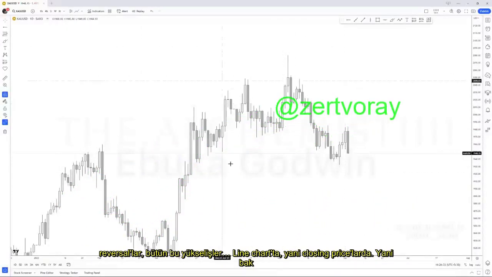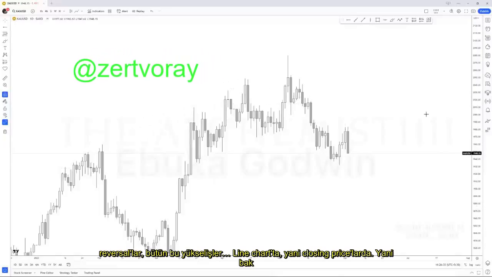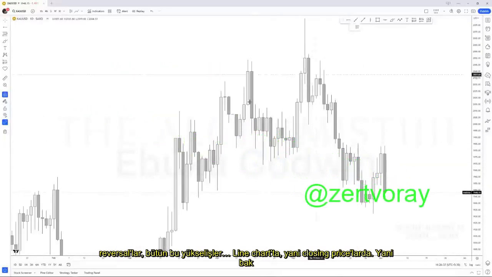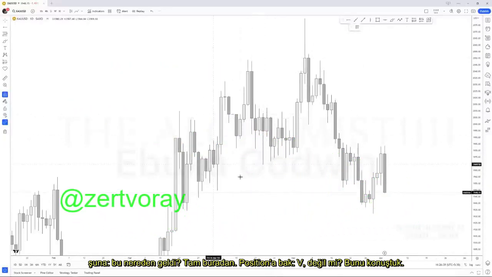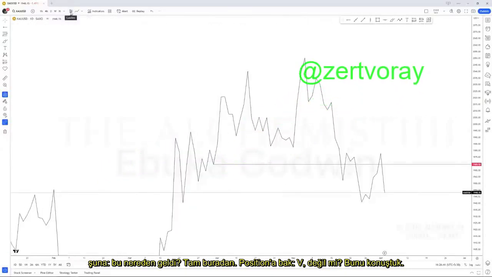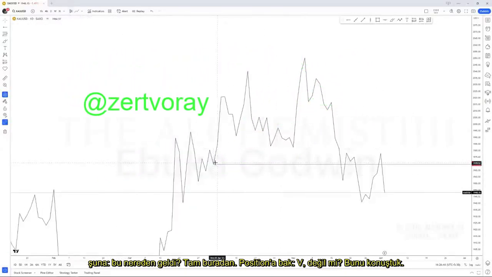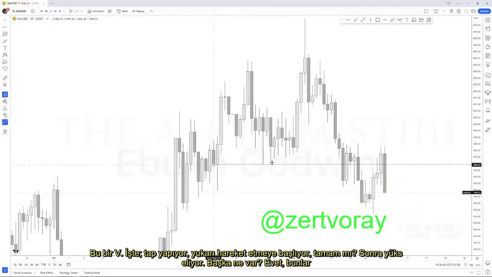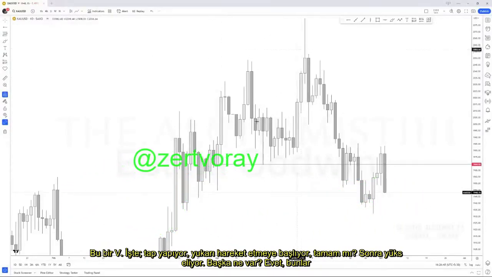All these reversals, all these moves are from the line chart, from the closing prices, which means, look at this. Where did this come from? Right here. See, look at the position. It's a V, right? We talked about this. That's a V. There we go. Taps, then starts to move up.